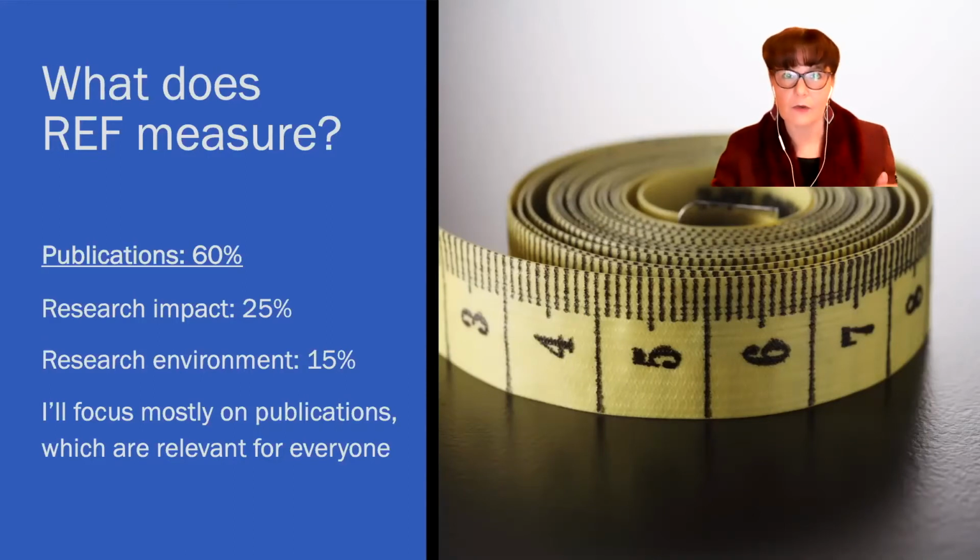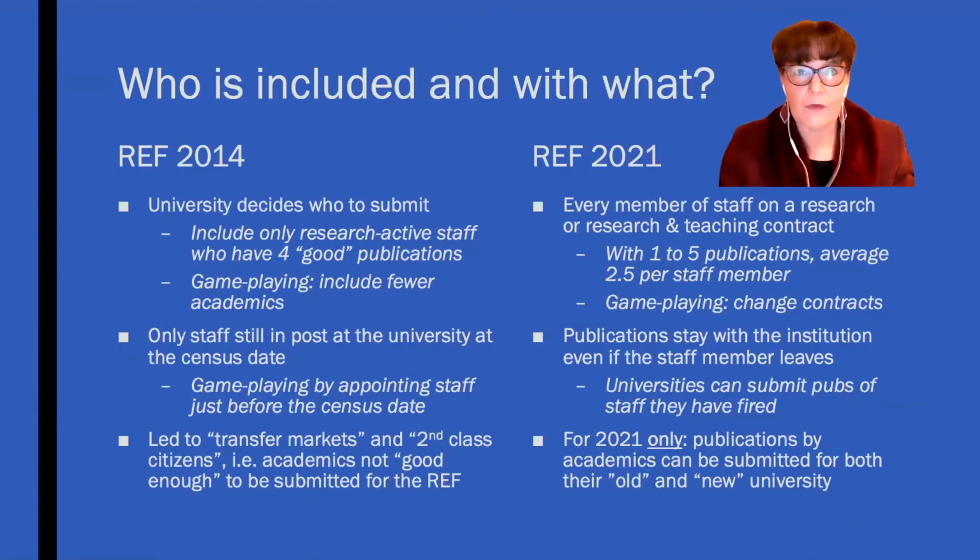And then there's a research environment, which is basically a big statement about the research environment that researchers in every university operate in. In this presentation, I'll focus mostly on the publications because these are the ones that are most relevant for individual academics. If we then move to the individual researchers, the first question to ask is, who is included in the REF and what are they included with?